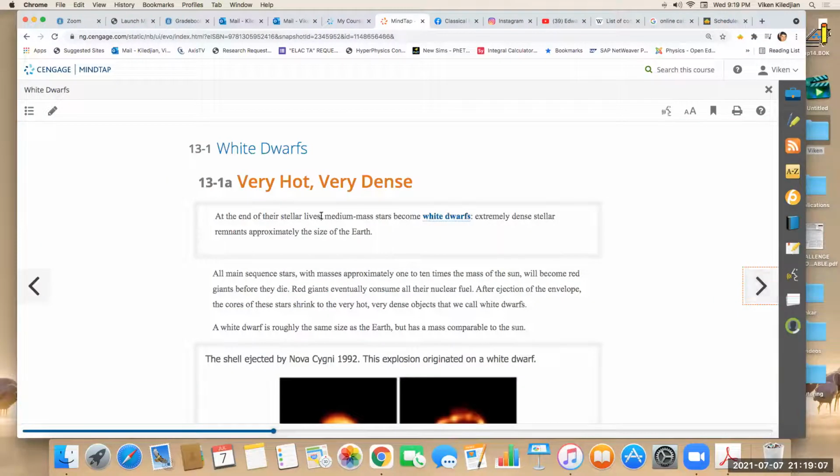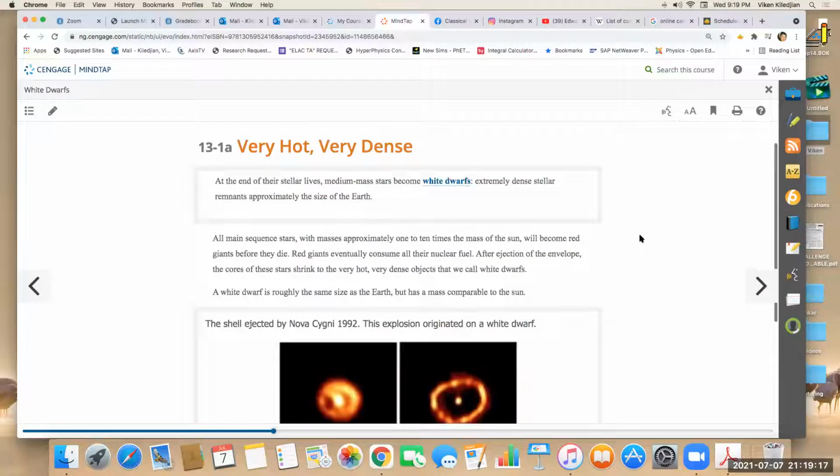So at the end of their stellar lives, medium mass stars become white dwarfs, extremely dense stellar remnants approximately the size of the Earth. So a white dwarf is basically what our sun will eventually end up as. Our sun is a medium mass star, and it will turn into a white dwarf, a very dense star approximately the size of the Earth.